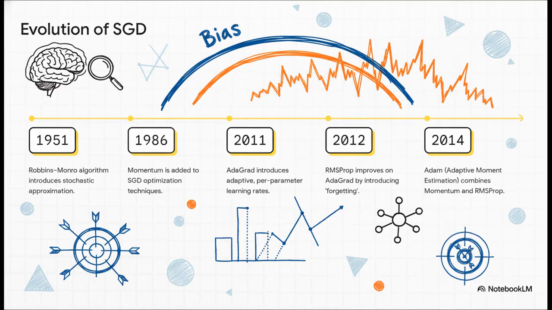And SGD itself has this really cool history. What started as a pretty simple idea back in the 50s has just been getting better and better. We added concepts like momentum, which helps it power through flat spots. Then came adaptive methods like AdaGrad, RMSProp, and the current undisputed champion, Adam, which intelligently adjusts how big of a step to take for each parameter. All these innovations just help it find that bias-variance sweet spot even faster and more reliably.